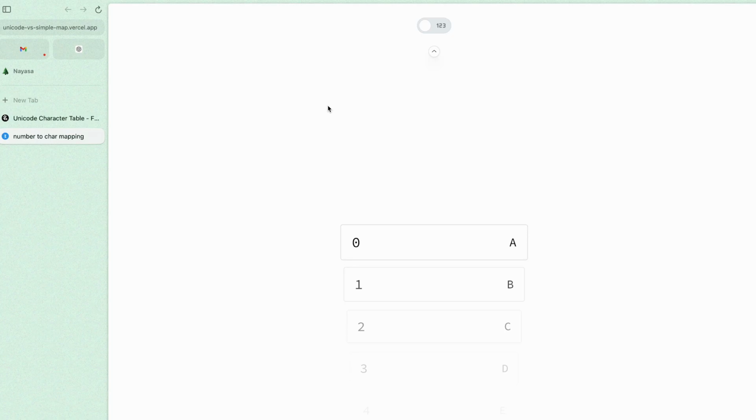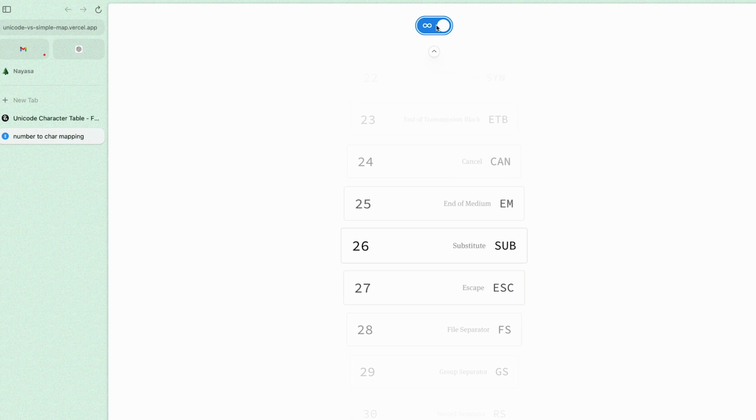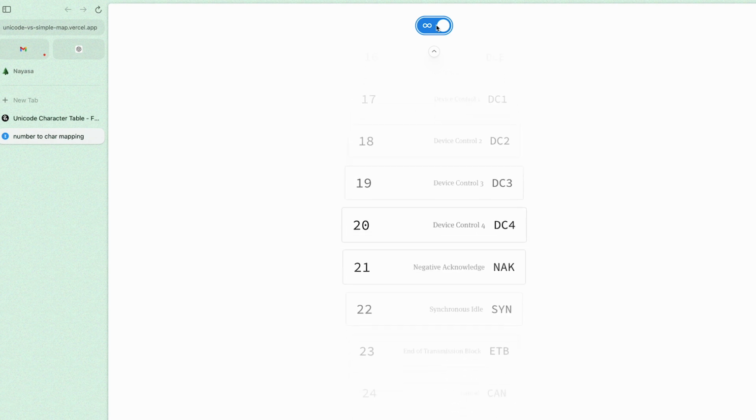I made this one very simple website for us to play around with different mappings. And this is the simplest one, which maps 0 to A, 1 to B, 2 to C, and so on. And I have this one Unicode toggle mode. When we toggle that on, A is at 65, B is at 66, C is at 67. What's before 65, you ask? Special characters and then numbers, followed by some other useful things like space, and so on.